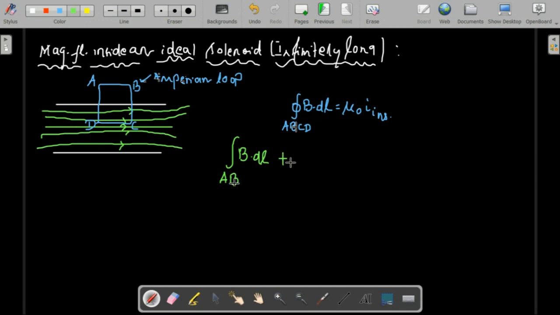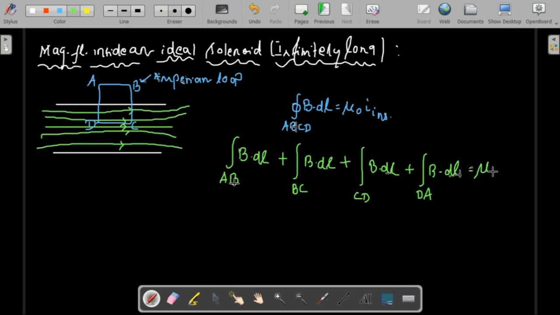So in integration, we can do it like this if it's a closed integration, and then we are going from B to C, again B dot dl. So it's a dot product. That means we are talking about the cosine function, right? And then we have got CD, which is B dot dl, and then DA, B dot dl. This is equal to mu naught I inside, right?